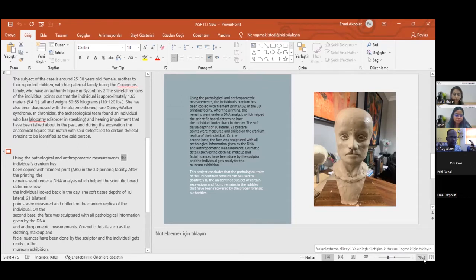After that, we could positively identify the individual with all her pathological conditions, which was found in this mass grave. We assured that she was the daughter of the Komnenos dynasty from the Byzantine area, from medieval Turkey.